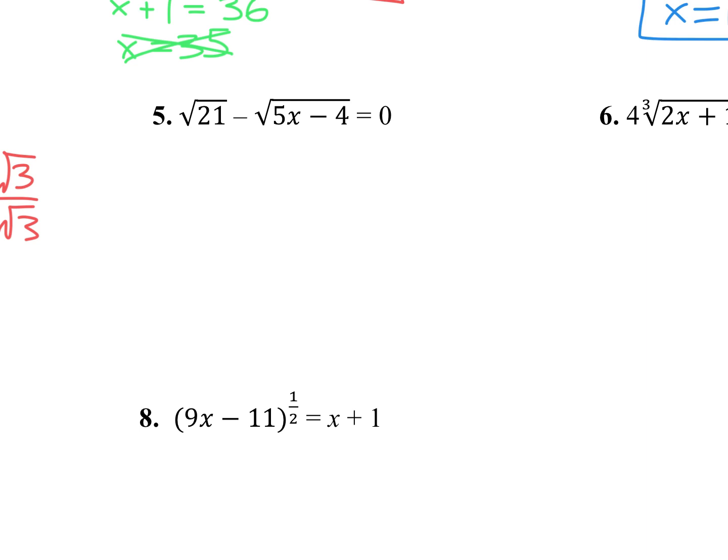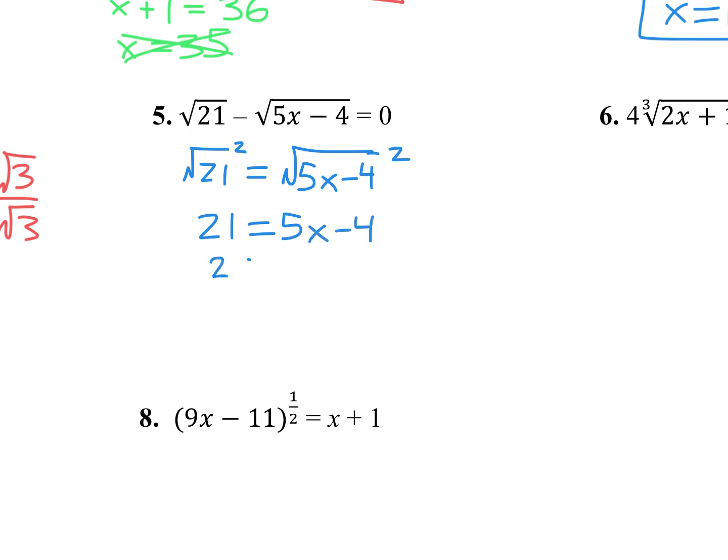All right, number 5 has 2 radicals, but it's nice that when you move one of them to the other side, now both radicals are isolated. And if we square both sides, then both radicals go away. All right, so now it's a simple 2-step equation to solve. We get x equals 5. Check your answer. So plugging in 5 right here, I would get radical 21 minus radical 21, and that does equal 0.